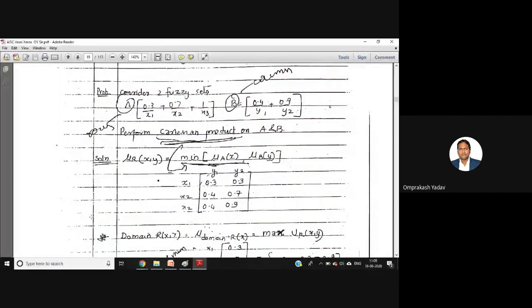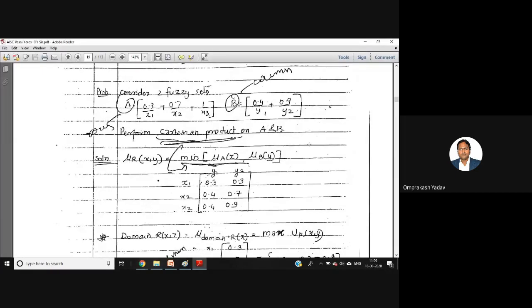Okay, so last time we started with the problems of fuzzy relationship. Again, I'll revise a little bit and then we will move ahead. So the first problem I gave you was to determine the relationship between two fuzzy sets, right? For example, if you see here, there are two fuzzy sets, fuzzy set A and fuzzy set B, and they are telling us to perform the Cartesian product on A and B.